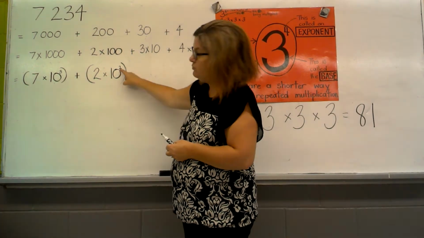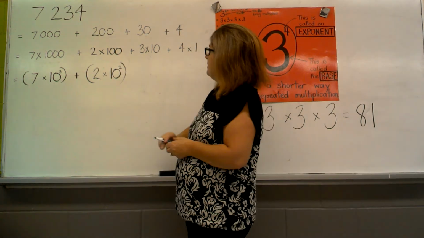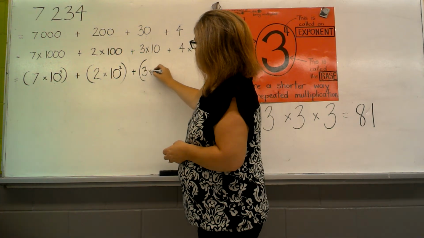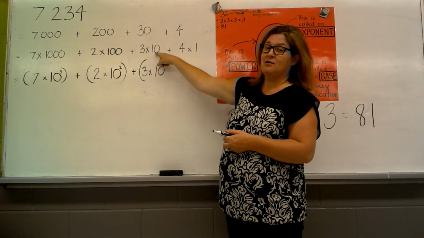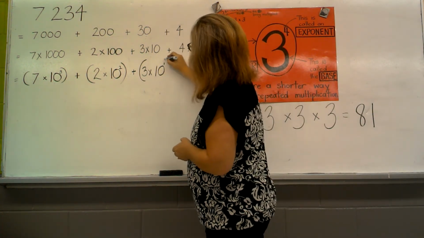So you'll see the 2 is here in the sky as the exponent, and there are 2 zeros in 100. So using this pattern, we should be able to guess how many zeros are in 10. There's only one, so our exponent is 1.